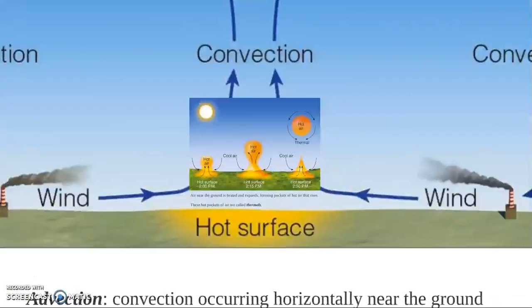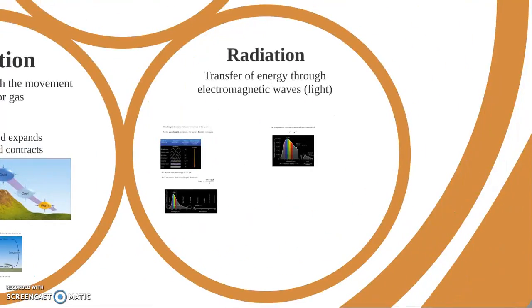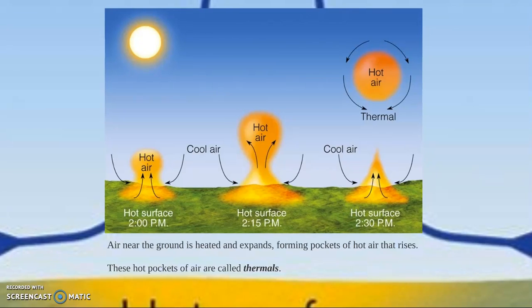Now, how do we know when we have thermals? I apologize, I thought I had one more picture here. The way we can tell when we have a thermal is when this thermal gets high enough, it cools as it rises, and as it cools, it condenses and forms a cloud. We'll talk in Chapter 4 more about the different types of clouds that are formed.